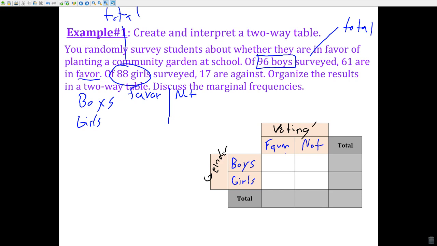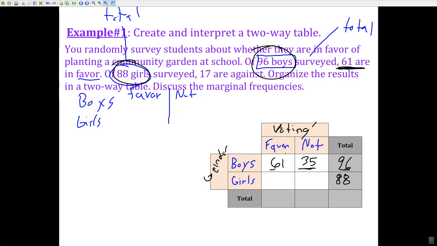All right, so we have a couple of pieces of information. We have 96 boys, okay, so we can put that in our total. We have 88 girls, so let's put that there. Great. We said that 61 boys are in favor, so 61 is going to go here. How are you going to find the one that's not? Well, you're going to subtract 61 from 96, then find out how many boys were not in favor. Put that in your calculator, 96 minus 61, you get 35.